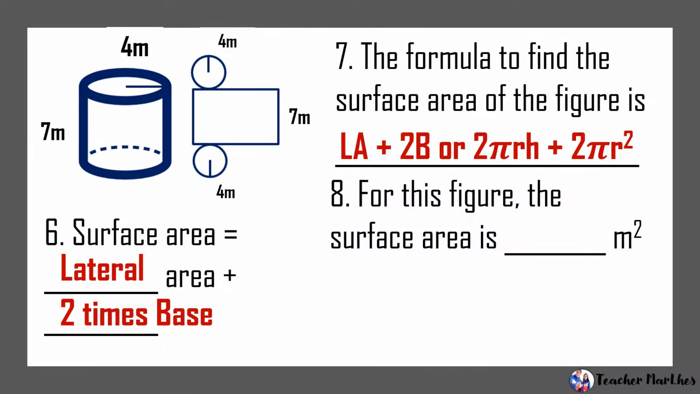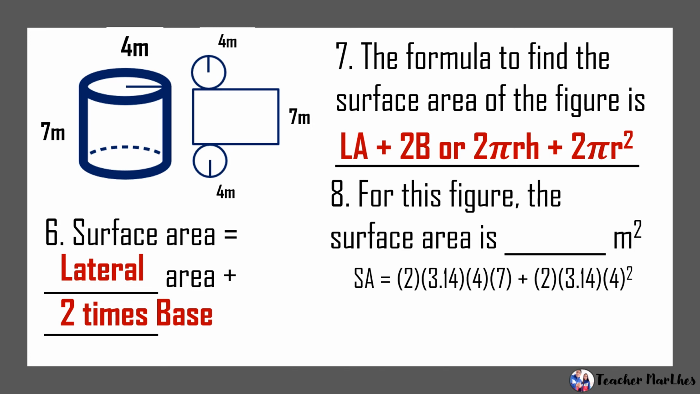Then for number 8, for this figure, the surface area is blank square meter. So, i-compute natin yung surface area ng cylinder. So, we have 2 times 3.14 times 4. So, ito yung ginamit nating formula. So, pinalitan lang natin yung pi, 3.14. Ang radius ay 4. Ang height naman ay 7.